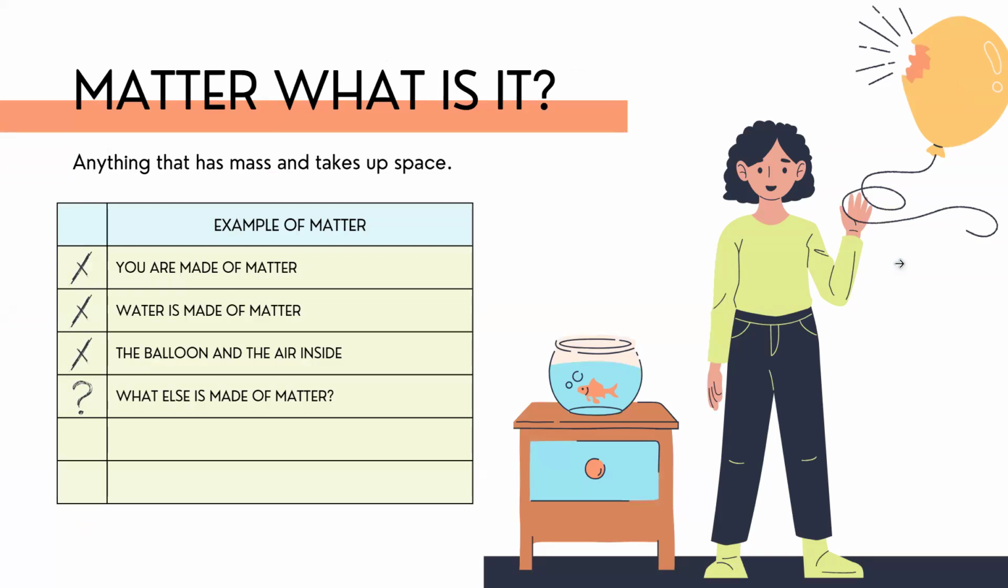So on the screen right now, I have the definition of matter, and it is anything that has mass. We used to say weight in elementary science, but now we have redefined it to mean mass, anything that has mass and takes up space. Are you with me? Yes, sir. Good. So here are some examples of matter. You are made up of matter because you have mass and you occupy space. Water is made up of matter. It has mass and it occupies space. The balloon that has air inside is a form of matter because it has mass and it occupies space. What else is made of matter?